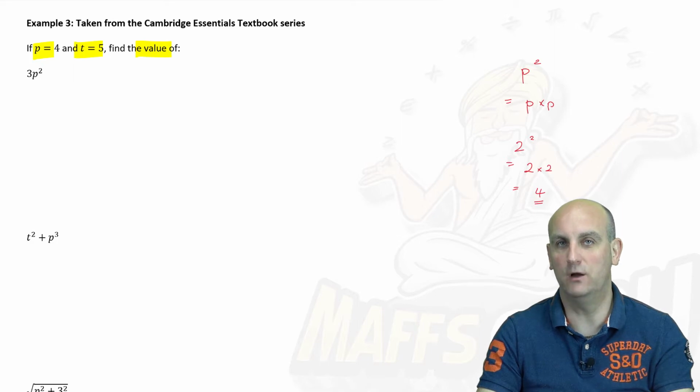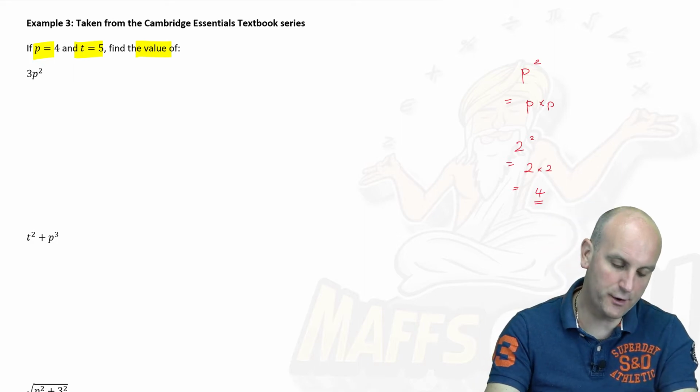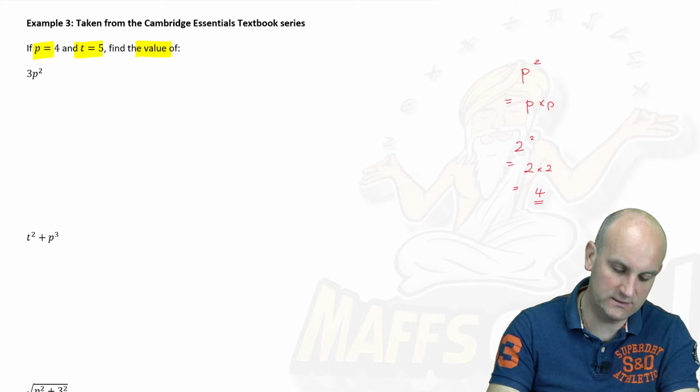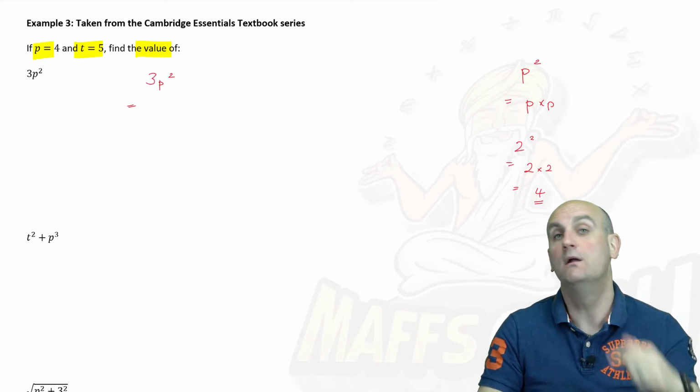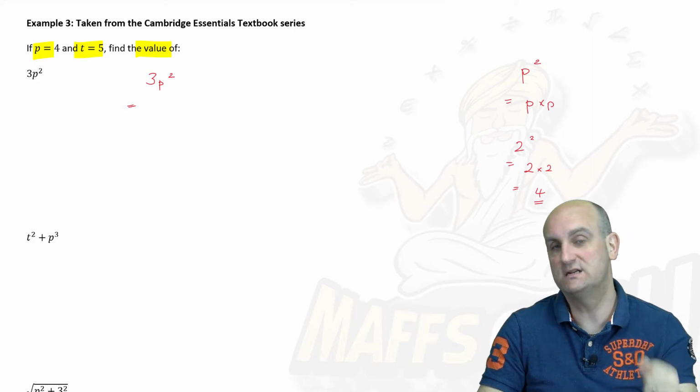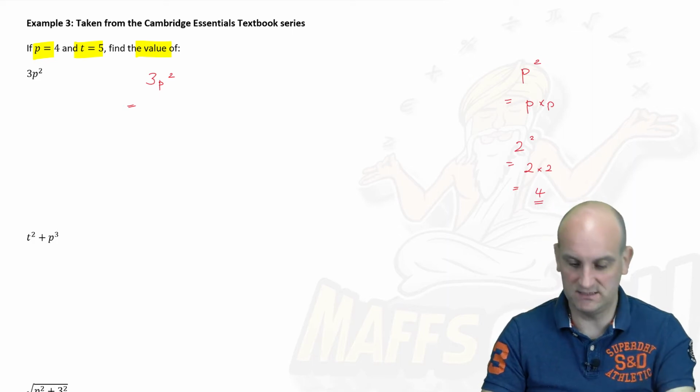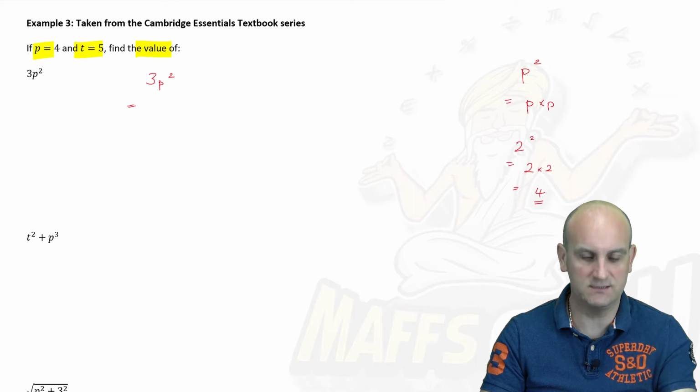So 3p squared, it says, if p equals 4 and t equals 5, find the value of. Okie dokie, we can do that. Right. So first thing we need to do is write the question out, and you're going to say, but they've already got the question out. Why are you writing out again? Because later on in maths, writing this stuff out is going to give you marks. Believe it or not, it's going to give you marks. Better to get it right now and be brilliant than not.